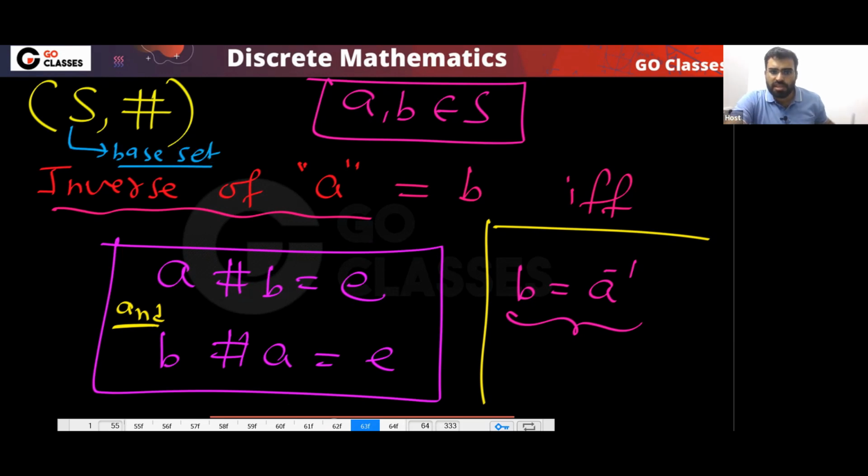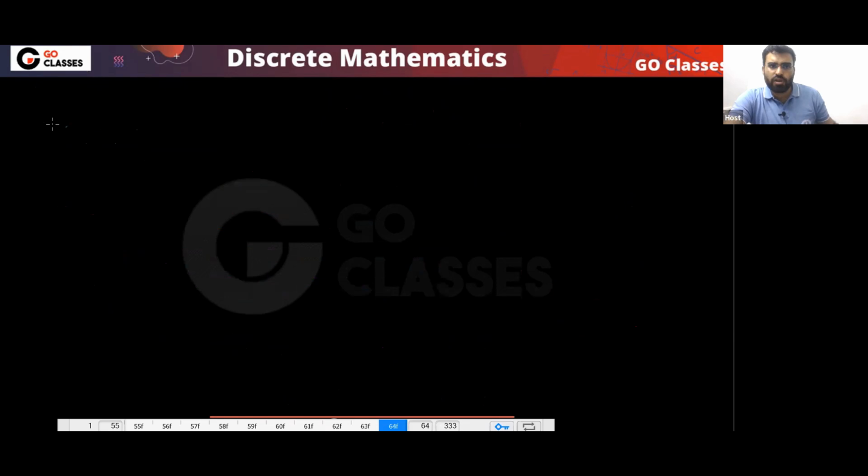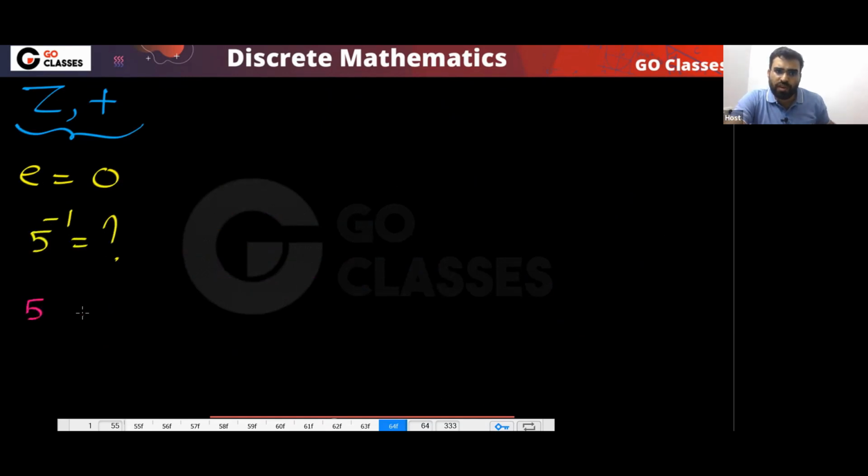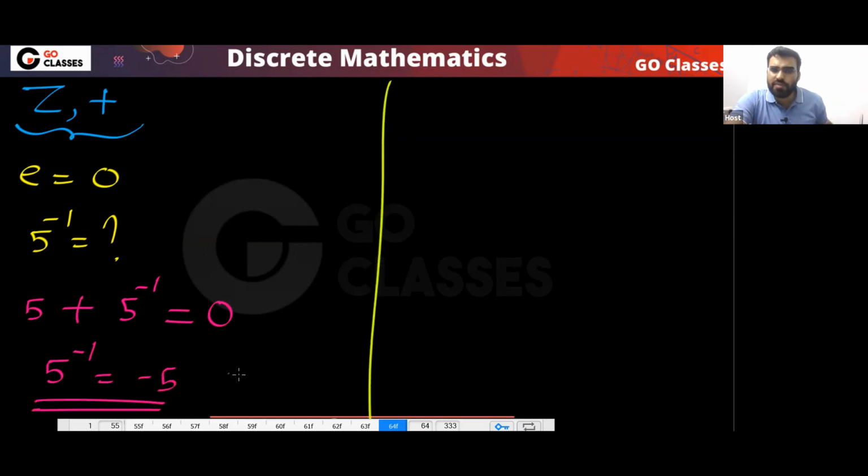So just apply this definition. For example, take the set of integers with addition. Here the identity element is 0. If I ask you what is the inverse of 5, just apply the definition. The operation is plus. 5 plus 5 inverse is equal to the identity element. So 5 inverse is minus 5 for this structure.